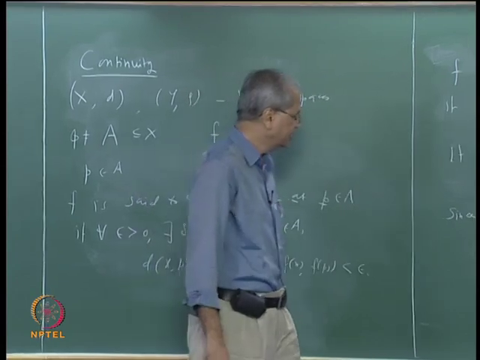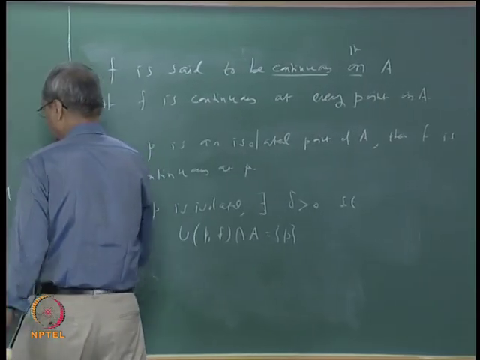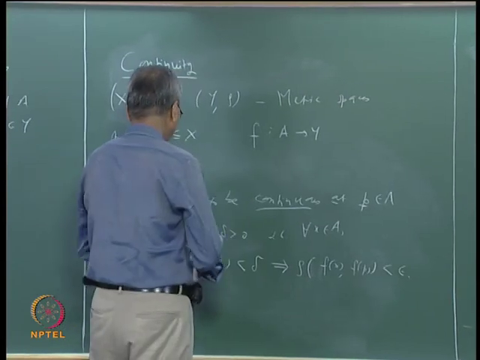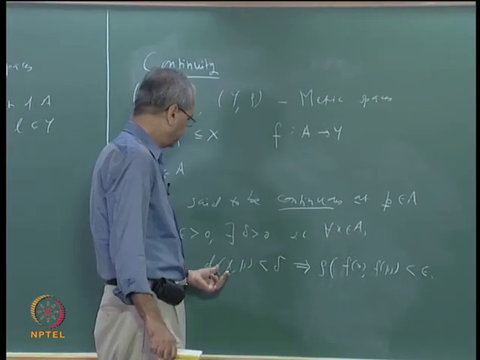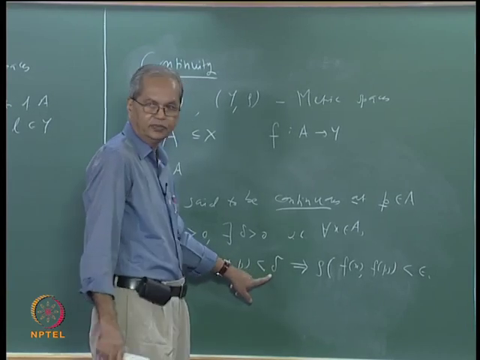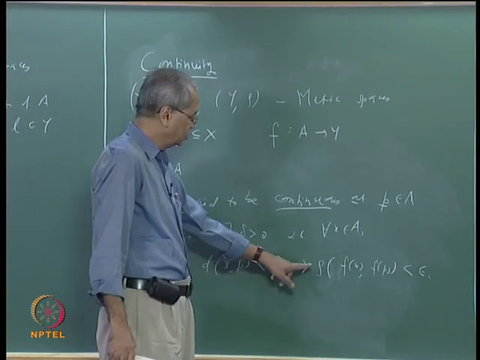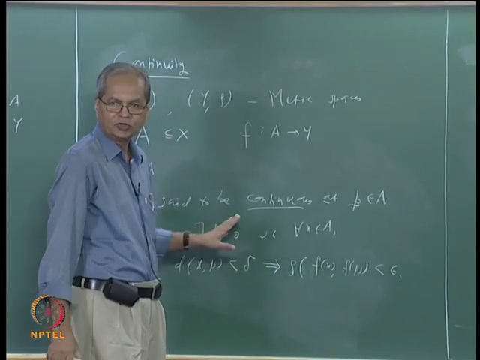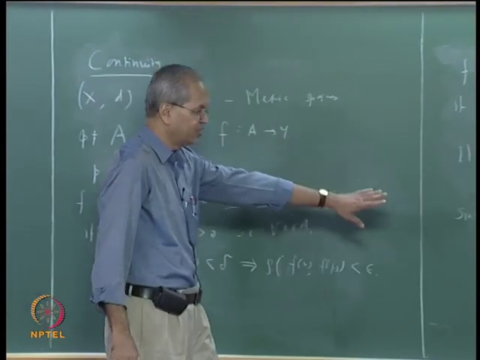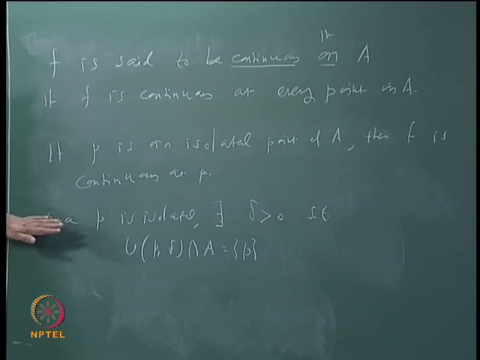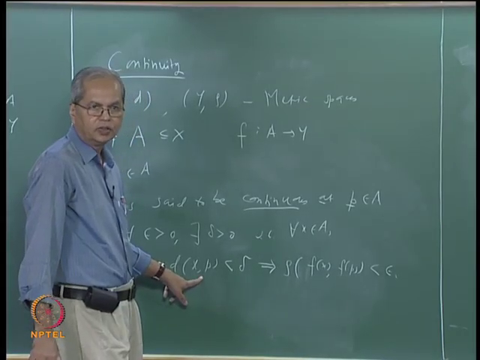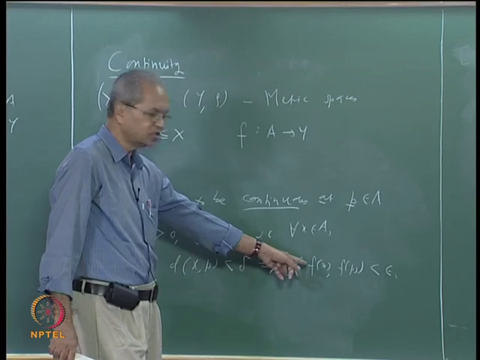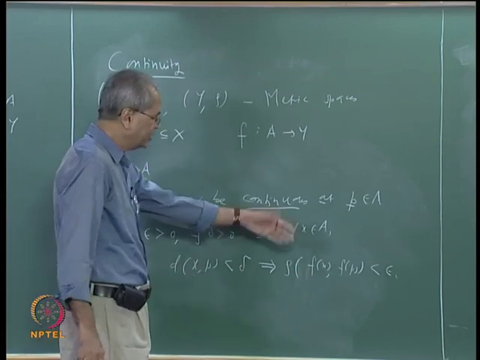Okay. Now is it clear from this? What the definition says is that for every epsilon there should exist some delta such that whenever you take any point x in A and the distance between x and p is less than delta, then the distance between f(x) and f(p) should be less than epsilon. But if I take this delta, then the only x in A which satisfies this is p, and in which case the distance between f(x) and f(p) will be 0.